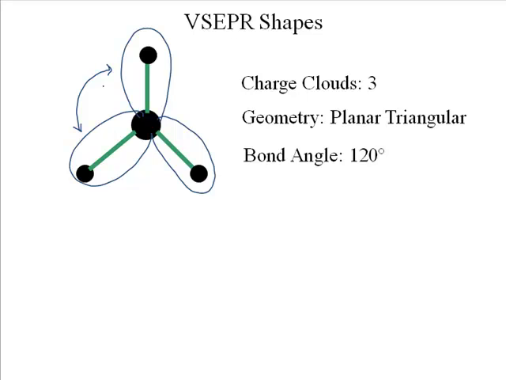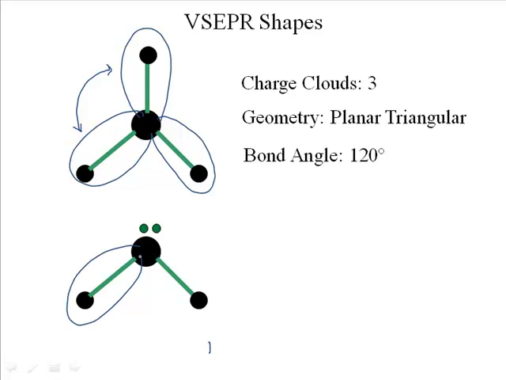There's one other way you might have 3 charge clouds in a molecule, and that's if you have an electron pair on your central atom. In some Lewis structures, you're likely to see a central atom that has 2 bonds and an electron pair on the central atom. Notice the way we count charge clouds, this still counts as 1 charge cloud, 2 charge clouds, and the electron pair is a 3rd charge cloud.